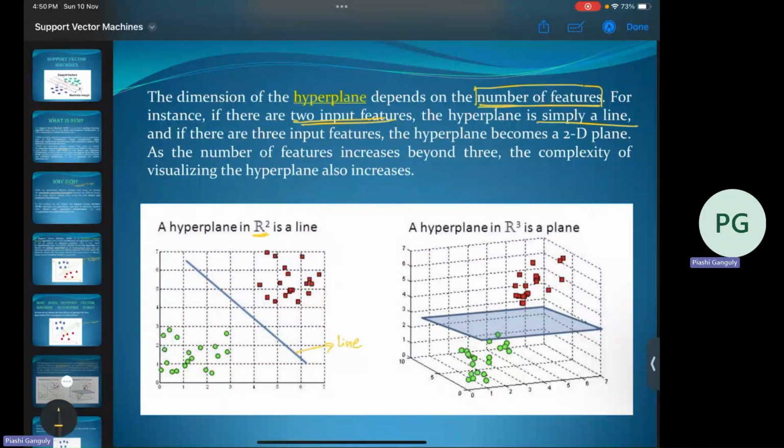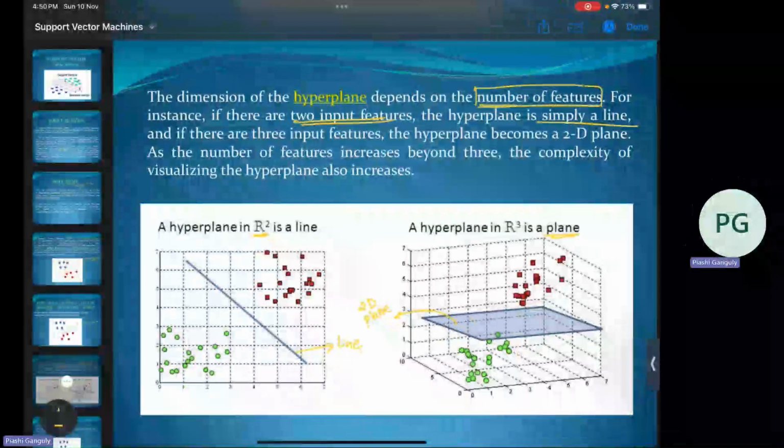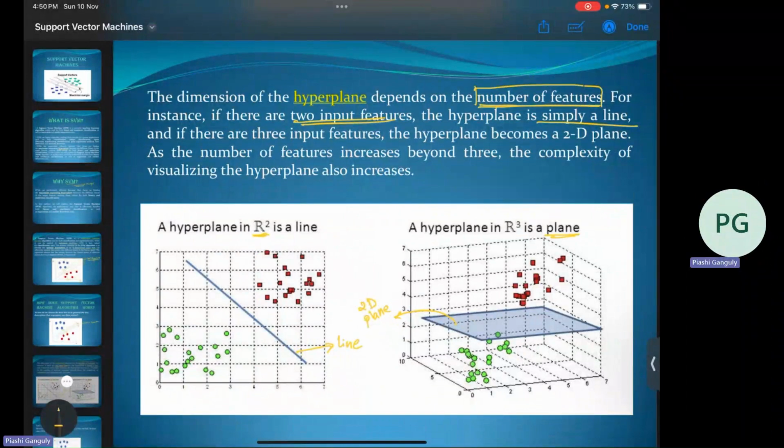Whereas if there are three input features, the hyperplane becomes a 2D plane. So this is my 2D plane, and the hyperplane is basically a plane here, not a line. As the number of features increases beyond 3, the complexity of visualizing the hyperplane will also naturally increase, right?